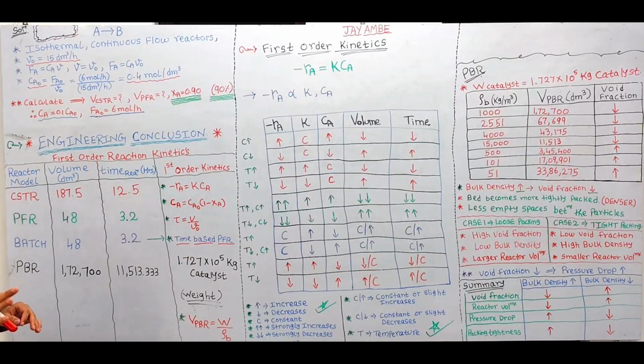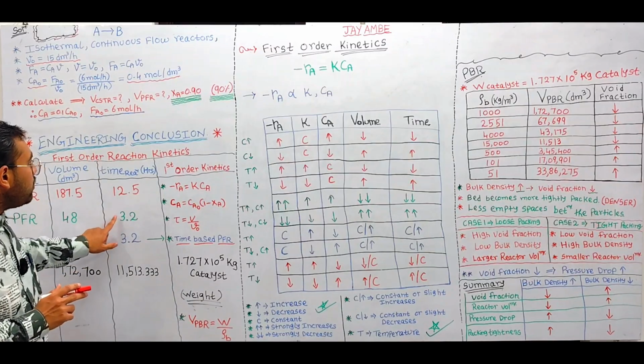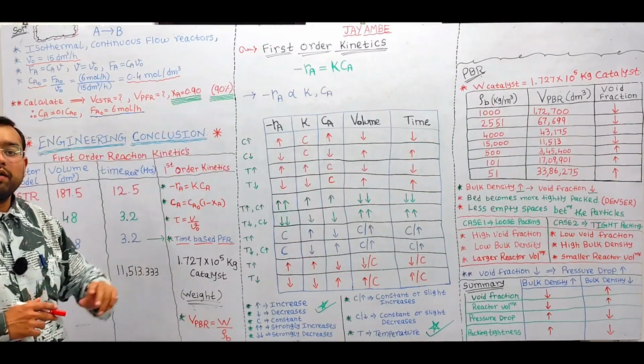So due to those reasons, both the reactor models, PFR and batch reactor, for the first order reaction kinetics, will behave the same. They will require the same reactor volume of 48 cubic decimeter and the same reaction time of 3.2 hours in order to achieve the desired conversion of 90%.